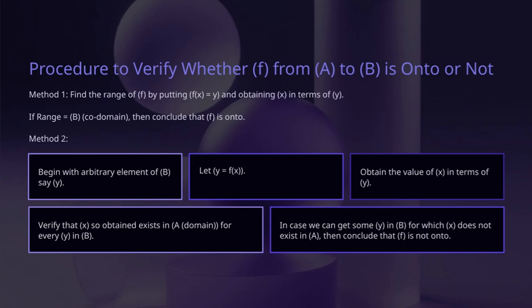To summarize, the key steps are: first, express x in terms of y. Second, verify that for every y in B, the corresponding x exists in A. And finally, confirm that the range covers all of B. If all these conditions are met, then the function is onto.